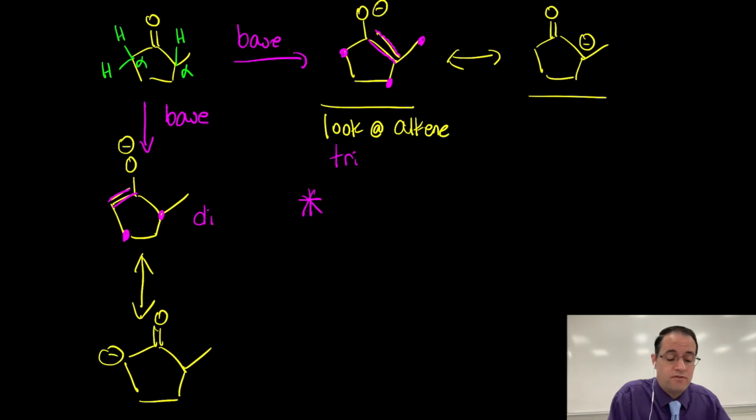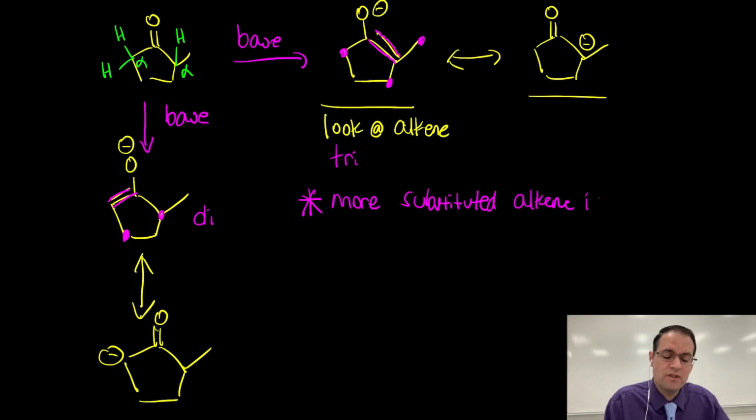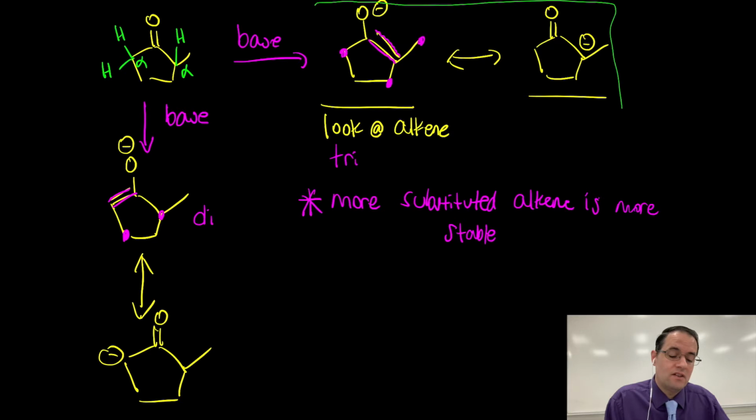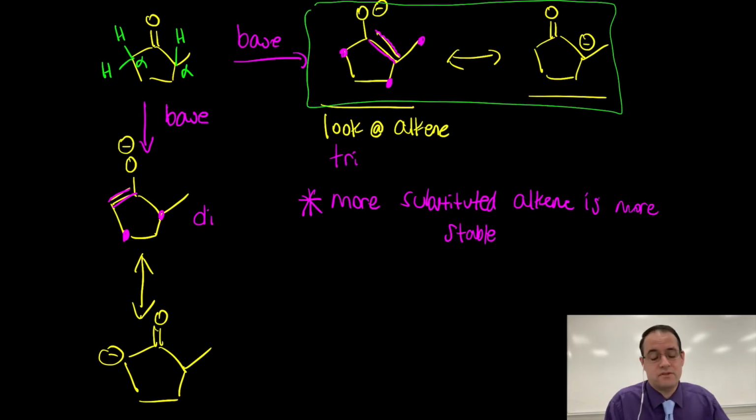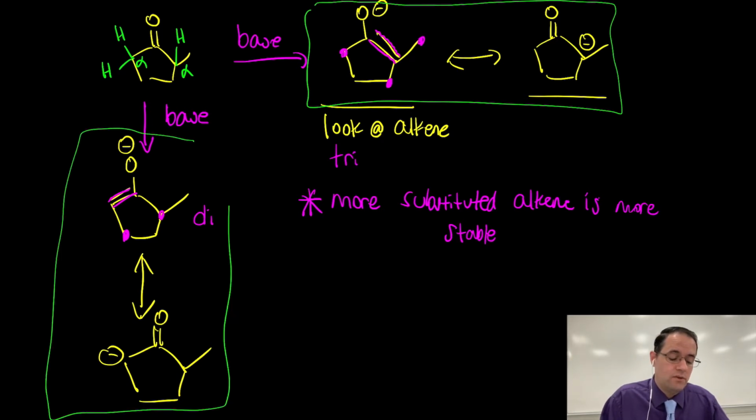So the thing to remember from the alkene chapter is that if you have a more substituted alkene, it's going to be more stable. So a more substituted alkene is more stable, okay? So if we were to compare these two enolates, we would say that this enolate here, okay, remember those resonance structures are averaged in the real hybrid, is going to be more stable than these two, okay? So let's take a look at what that means, okay?